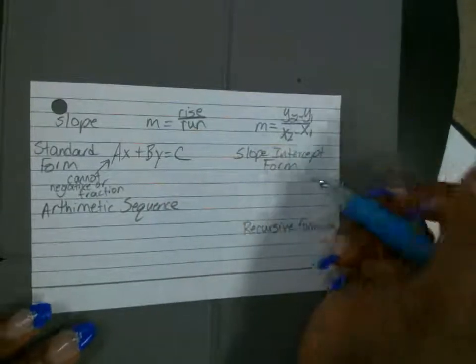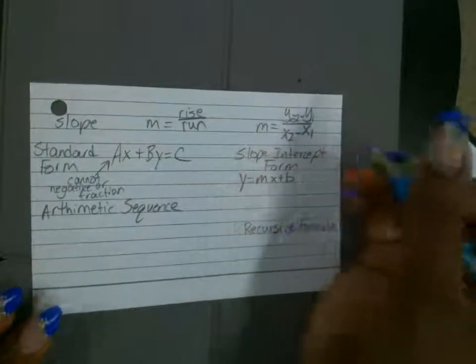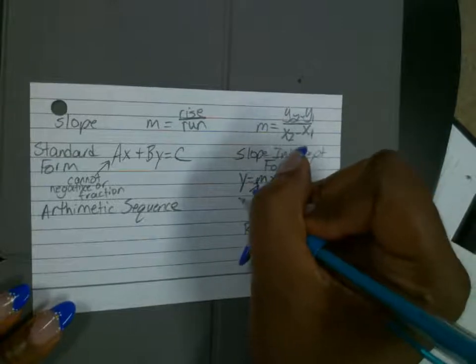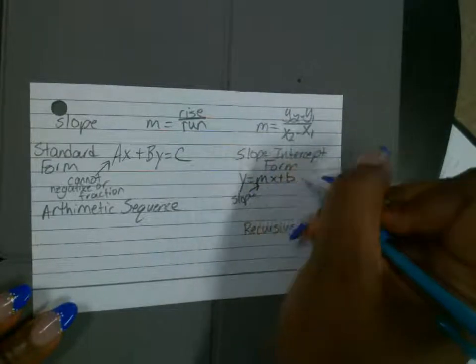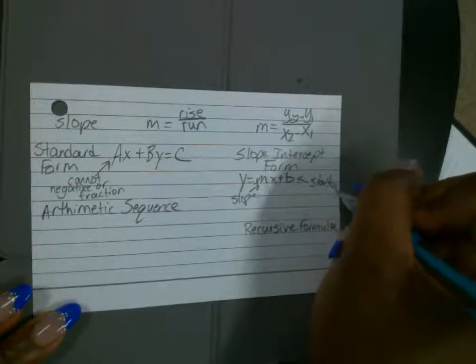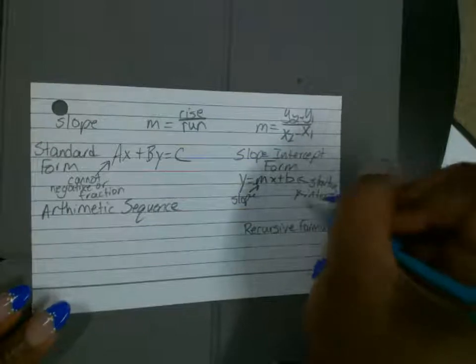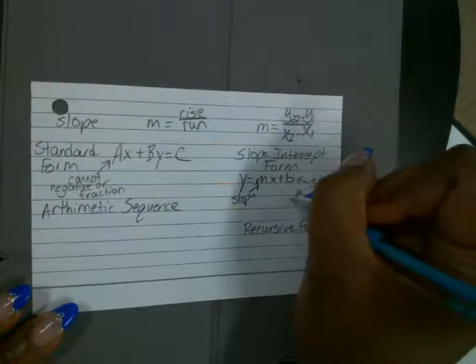All right, what's the slope intercept form? Y equals mx plus b. What's m? The slope. What's b? The starting amount or y-intercept, where the line crosses the y-axis. Sometimes people say initial value.